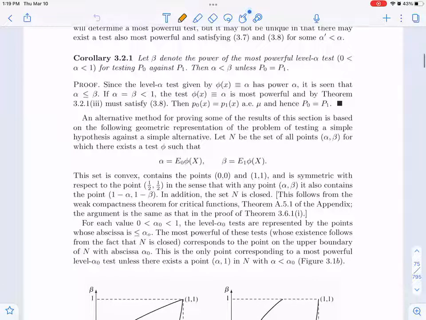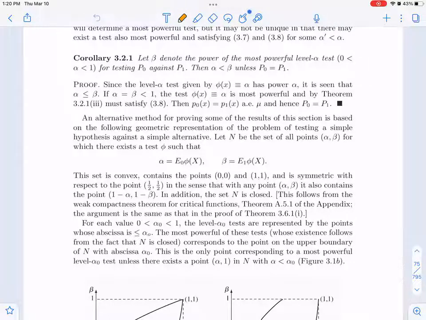This is a very intuitive result, and the proof you can see is simple, but let's skip the proof. Intuitively, if you're testing two different hypotheses, the power of a test would be strictly bigger than alpha. That's the corollary 2.21 if you encounter it later.